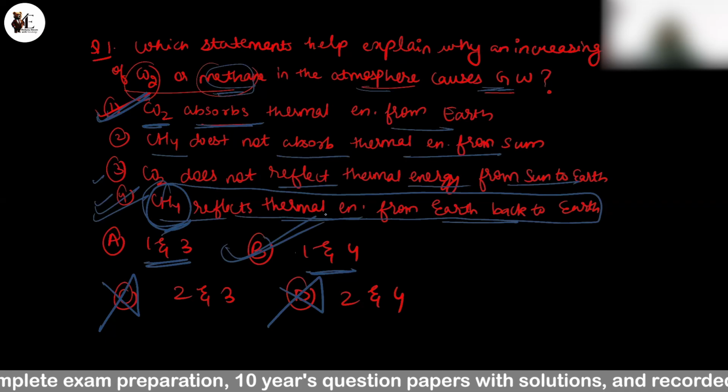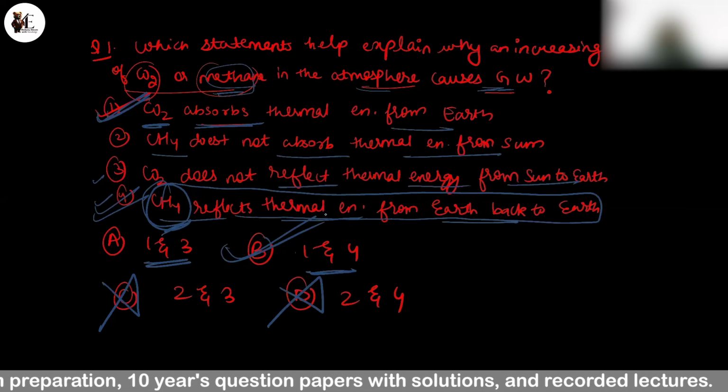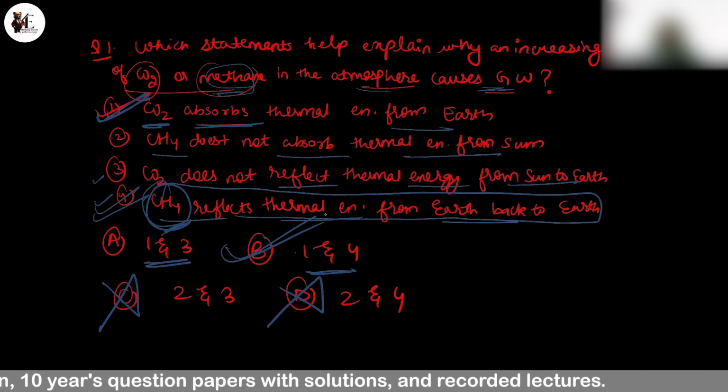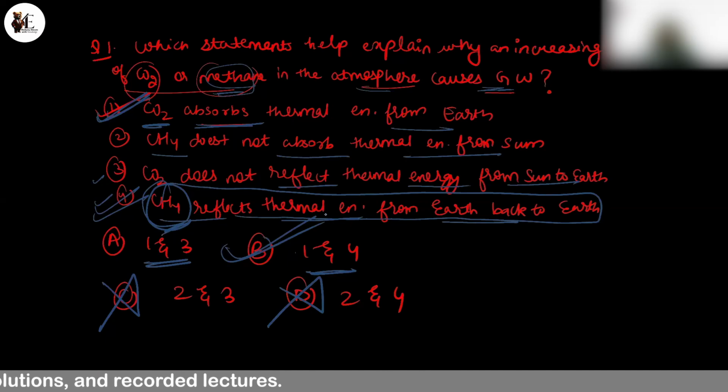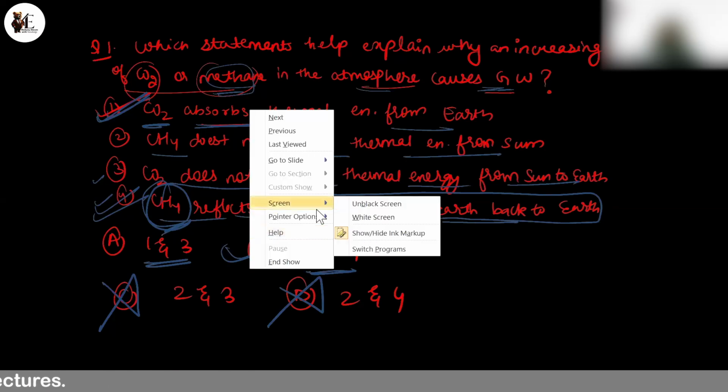Okay. Carbon dioxide absorbs thermal energy from the earth. That's why the temperature of the earth is increasing. Methane reflects thermal energy from earth back to earth. That means it re-emits the radiation. Okay. So the next question for you is question number 2.